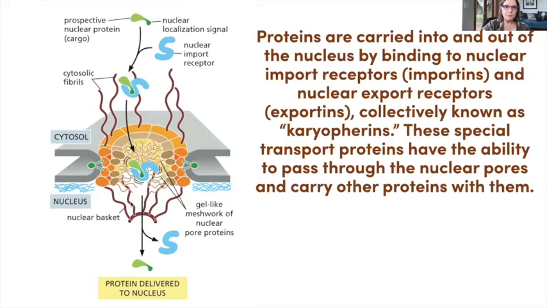In order to be imported into the nucleus, this protein, via its nuclear localization signal, has to bind to a carrier protein called a nuclear import receptor, also called an importin. And conversely, proteins that are going out bind to similar ferrying proteins that are called exportins, or nuclear export receptors. Collectively, those proteins are called karyopherins. These transport proteins have the ability to pass through this nuclear pore material and carry passenger proteins with them.